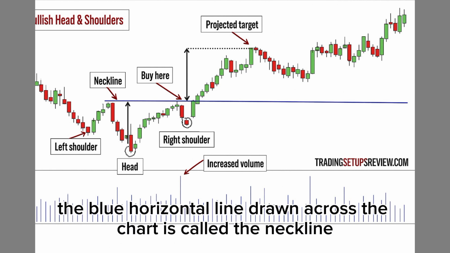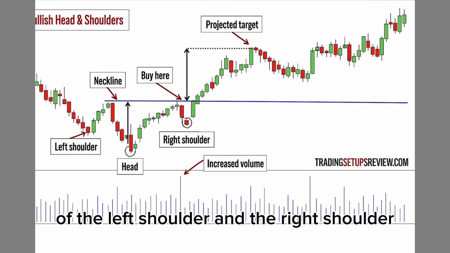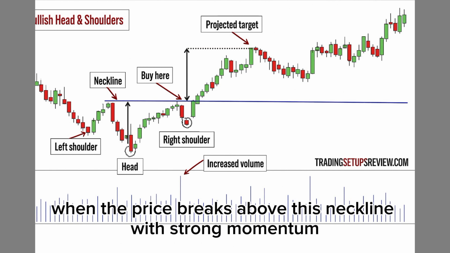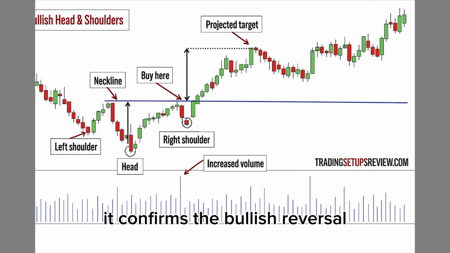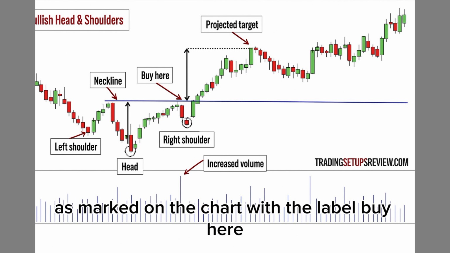The blue horizontal line drawn across the chart is called the neckline. This line connects the highs of the left shoulder and the right shoulder and acts as the key level of resistance. When the price breaks above this neckline with strong momentum, it confirms the bullish reversal. This breakout point is also the ideal buying zone, as marked on the chart with the label Buy Here.